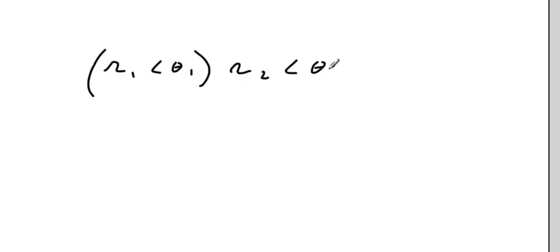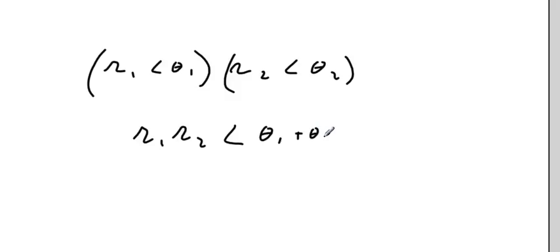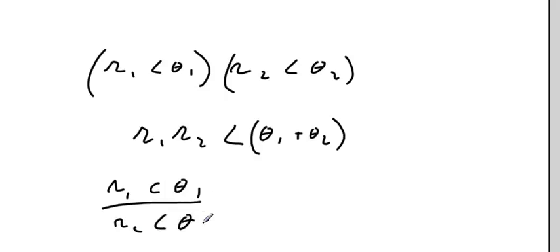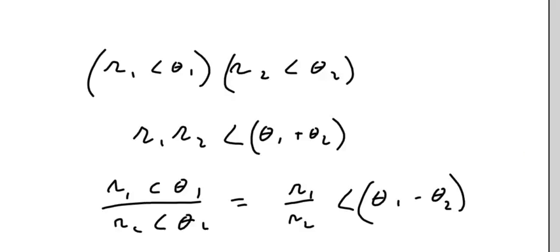If I'm in the form r1 angle theta 1, and I multiply that by r2 angle theta 2, then I multiply the r's, r1 r2, and I add the angles, theta 1 plus theta 2. If I divide, I have r1 angle theta 1 divided by r2 angle theta 2. Then I keep the magnitudes as r1 divided by r2, but my angle is going to be theta 1 minus theta 2.